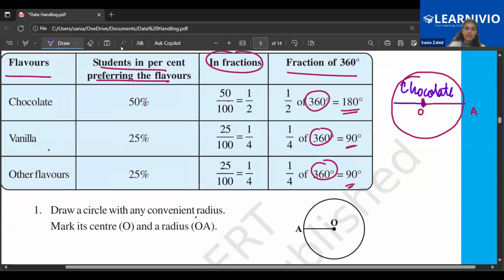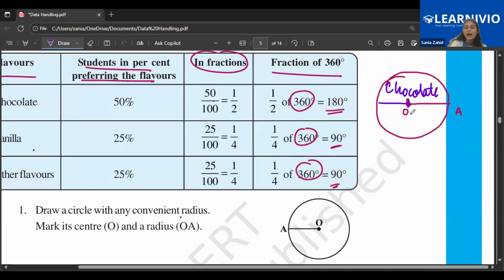Next part, children, is vanilla. Now, how will you draw for vanilla? Let's call this B. Now you keep your protractor again in the same way. It should be aligned with OB. Your protractor should be aligned with a new line, that is OB. So your protractor will be somewhat like this. The zero aligned with the zero. Always the zero of the protractor and the zero of the center of the circle are aligned. So 0 and 0 aligned together. This is BO. Now your protractor is somewhat like this.